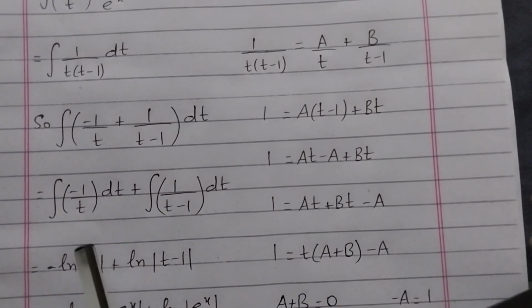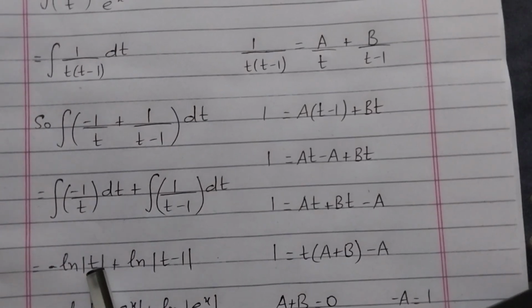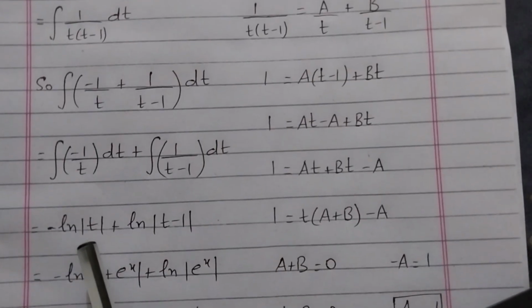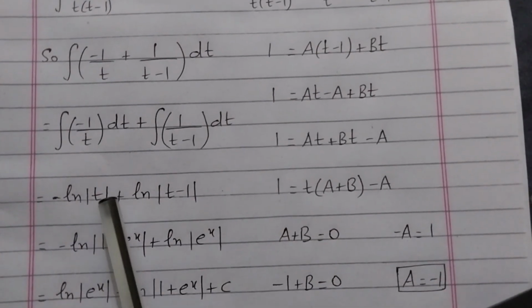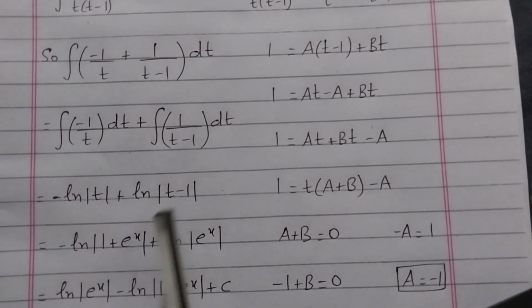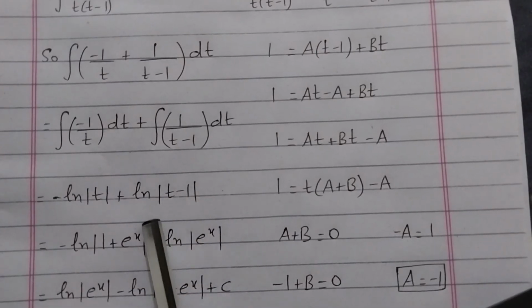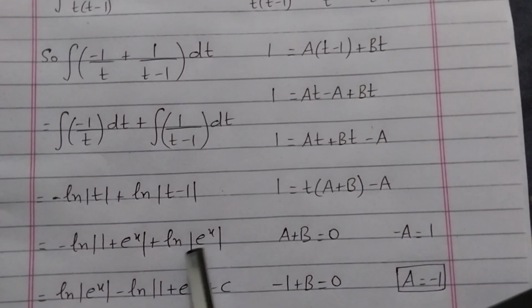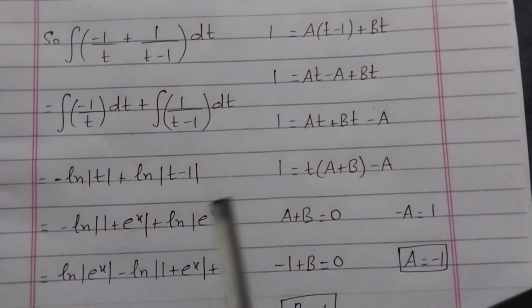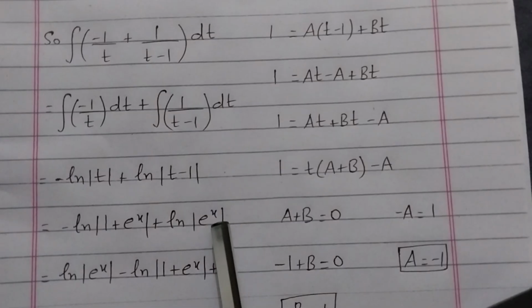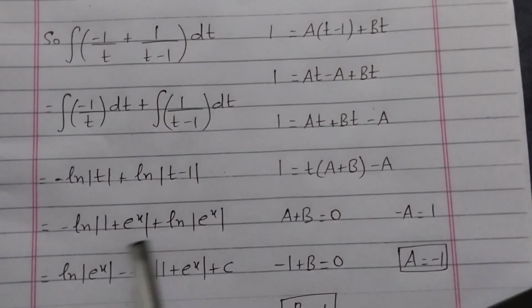But our question wasn't in terms of t. We replaced 1 plus e^x with t. So t will be written as 1 plus e^x, and t minus 1, remember, was equal to e^x, so natural log of absolute of e^x. So our final answer will be natural log of absolute of e to the x minus natural log of absolute of 1 plus e raised to power x, plus the constant of integration.